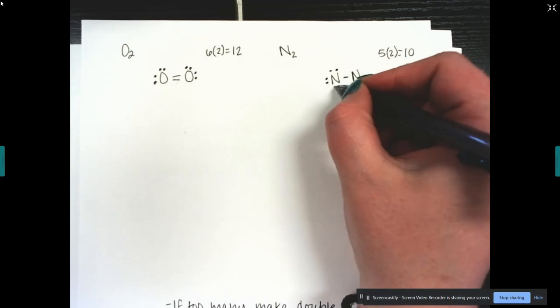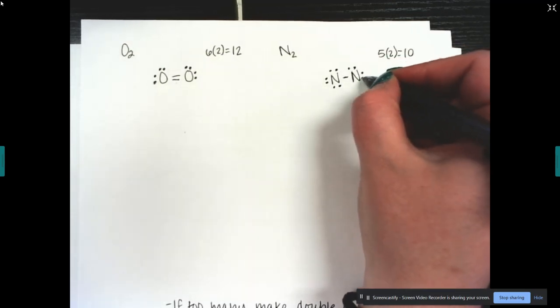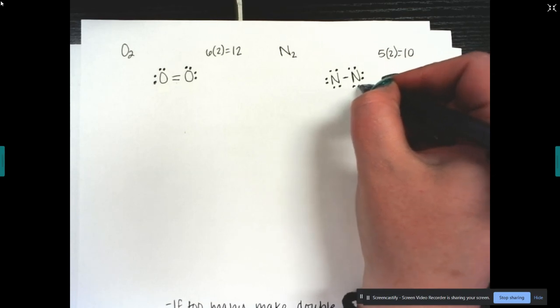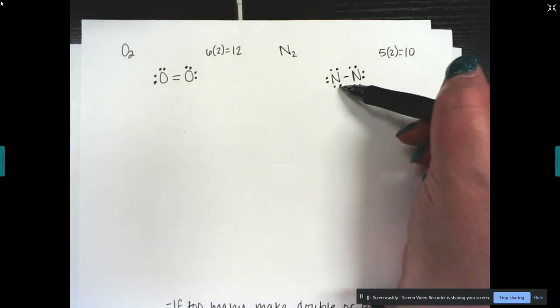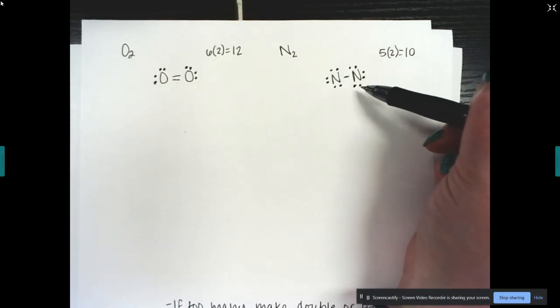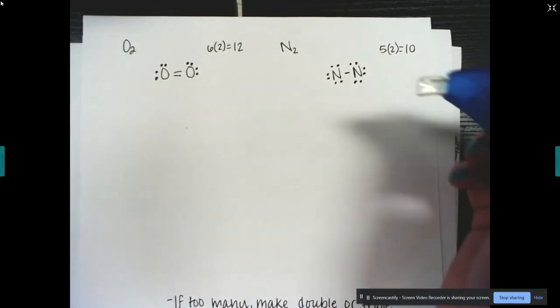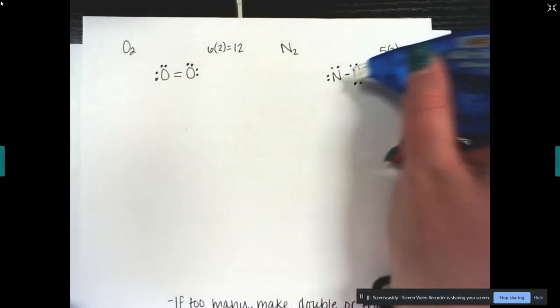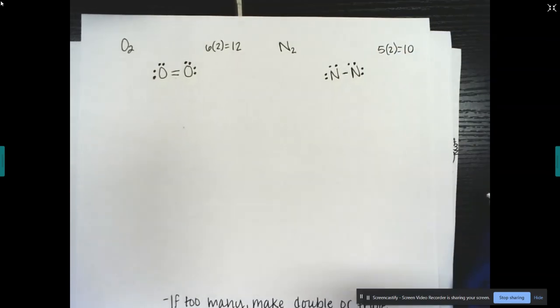And as you're adding these, you can probably already tell it's going to be too many. But sometimes going through the process is helpful. So if I have that, I've got 2, 4, 6, 8, 10, 12, 14. Okay, so I'm going to have to double or triple bond. So I'm going to erase a pair from each. And let's try a double bond and see if that's enough.